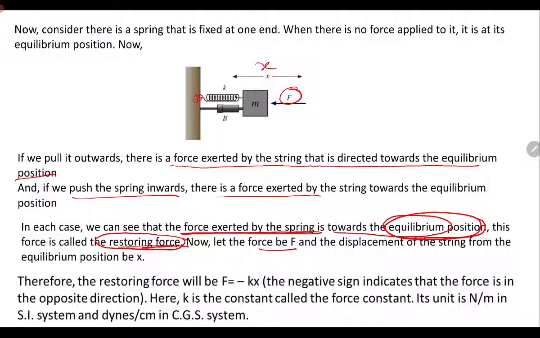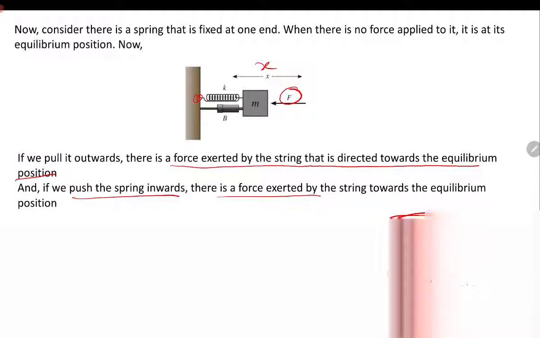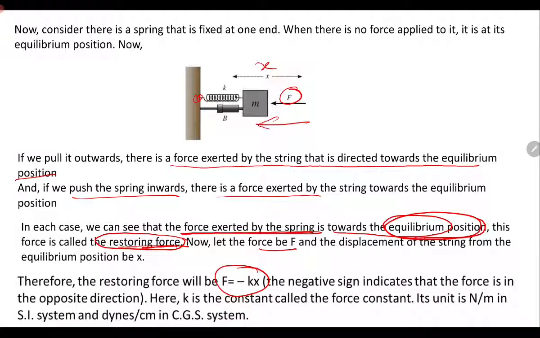Therefore, the restoring force F is equal to minus kx, minus k into x. The negative sign indicates that the force is in the opposite direction. That's why this minus sign is given. Here k is the constant called the force constant. Its unit is Newton per meter in the SI system and dynes per centimeter in the CGS system.